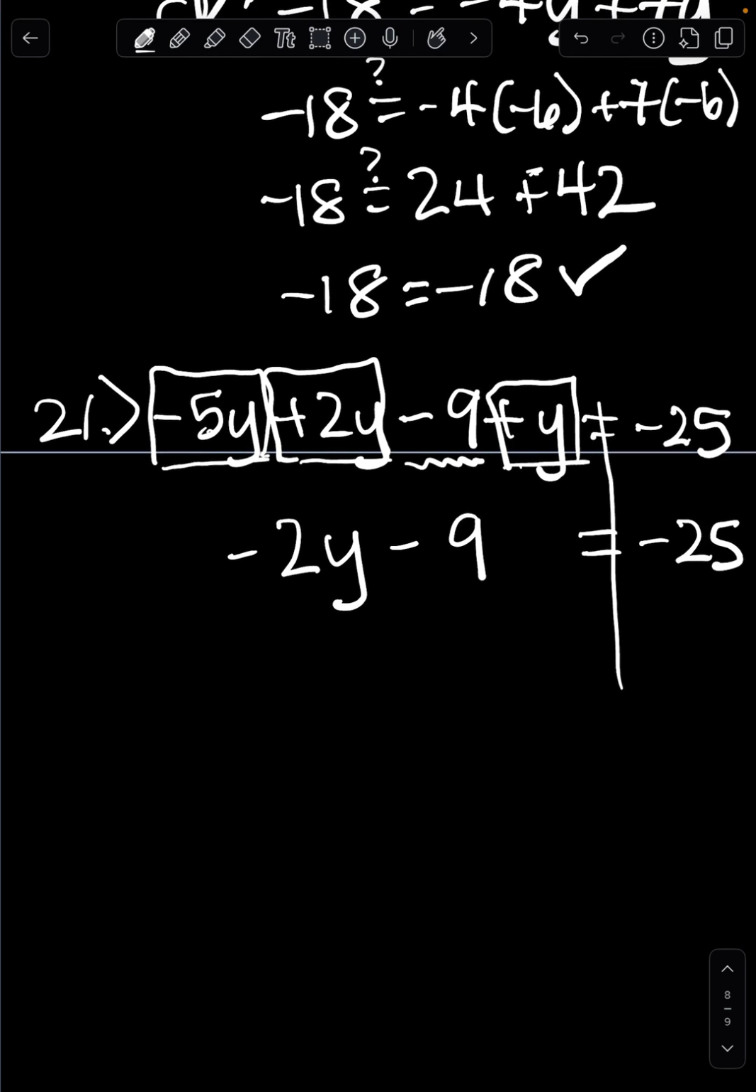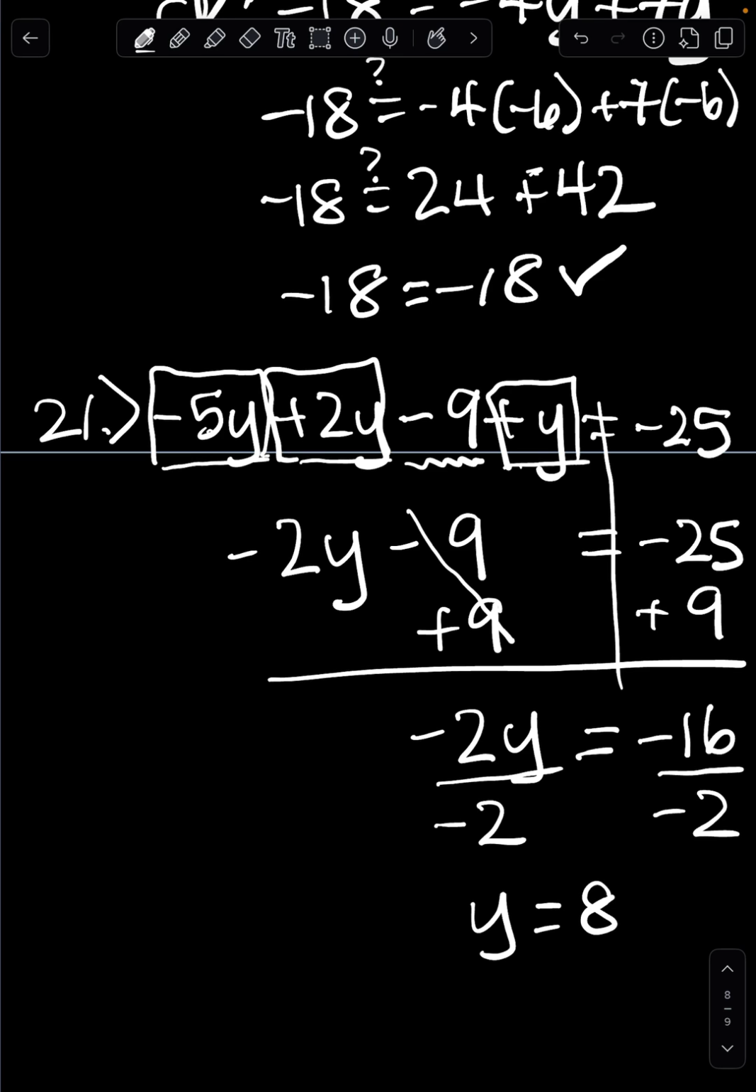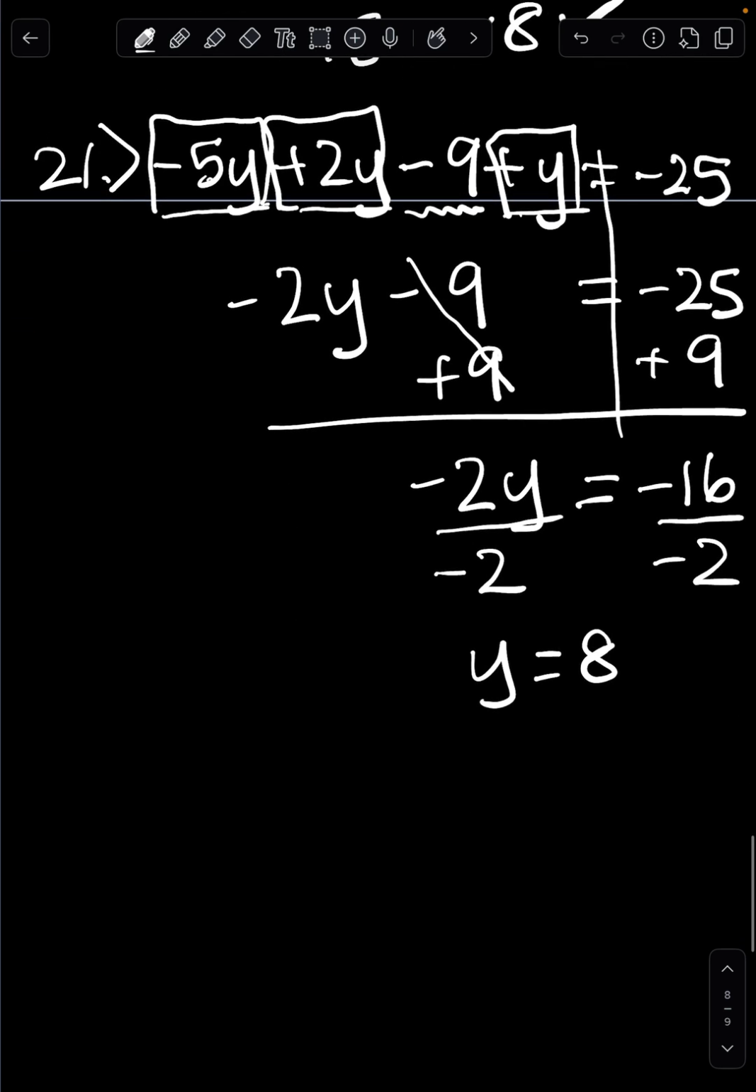Okay, now we're back to isolating the variable. So what's going on with the y? It's being multiplied by negative 2, and then a minus 9 from it. So the last thing first, that means we're going to plus 9. If we do it on the left, we do it on the right. That gives us negative 2y equals negative 16. Now we're going to divide by negative 2, and we're left with y equals 8. Let's check it.